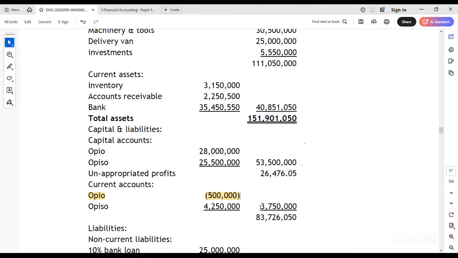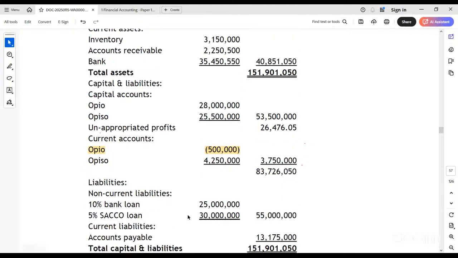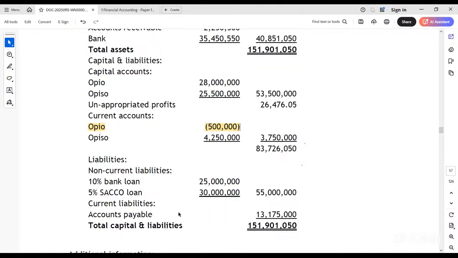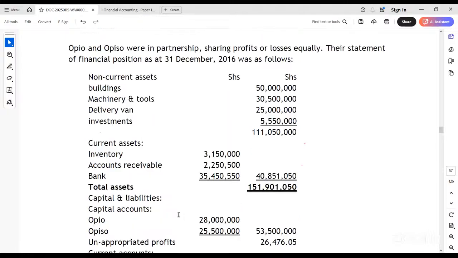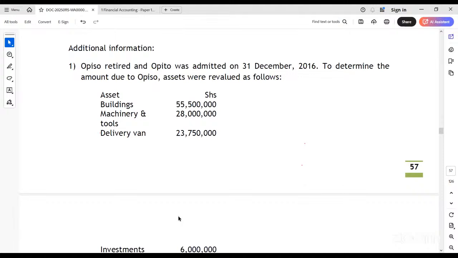We talked about that in our liabilities. Non-current liabilities: we have a 10% bank loan, we have a 5% loan. Then current liabilities, accounts payable. So that's the statement of financial position for these two partners. We have some additional information. Opiso retired and Opito was admitted on 31st December 2015. So you have retirement, and at the same time you also have admission of a new partner.